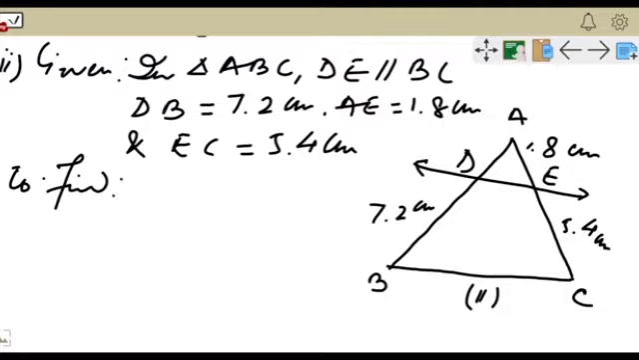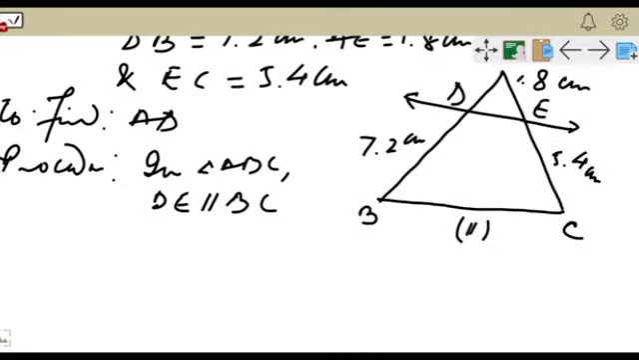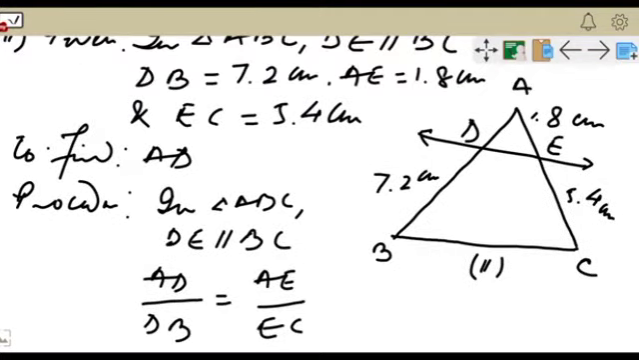Next, I'll write to find. What I have to find? I have to find the length of this AD. So AD. Next procedure. Okay, so I can write here in triangle ABC, we have here DE parallel to BC. After writing this, I can write here AD by DB equal to AE by EC.